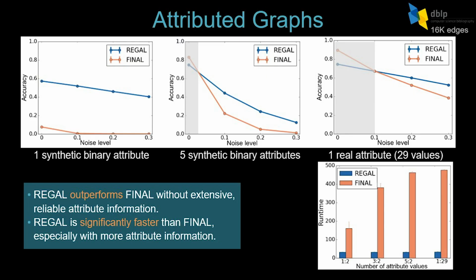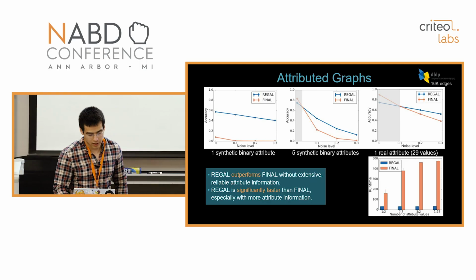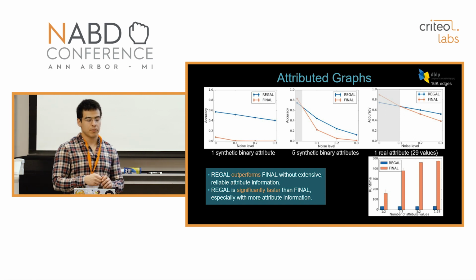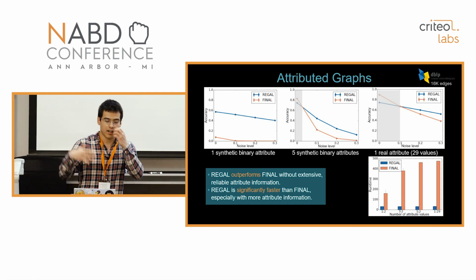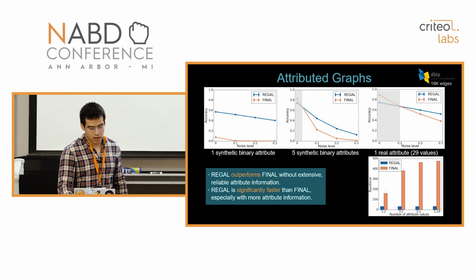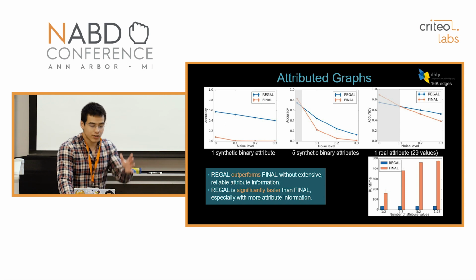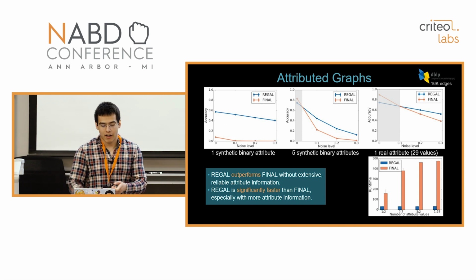All right, so I want to talk a little bit about how we use this if you have side information. We consider both some synthetic attributes, and in this network, there's a real attribute. That attribute is a categorical one, it can have any of 29 values. We compare, there's only one baseline that I know of that performs alignment of networks that have side information for each node. And essentially, that method can actually do very well if you have very little noise in the attribute and you have very good information.